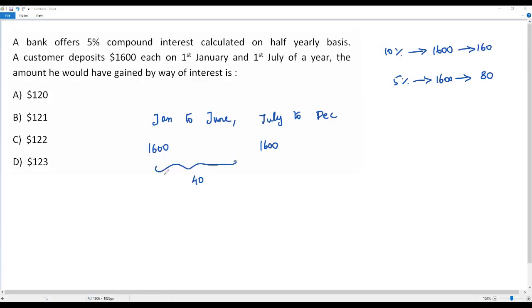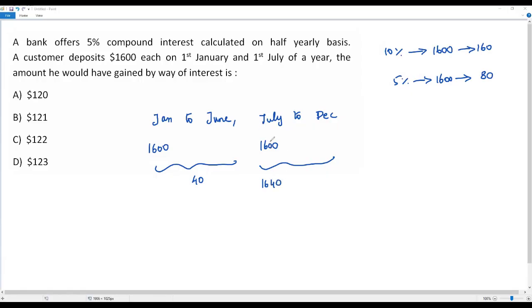Okay, now in compound interest, for every time period, the principal will change. Now we calculated interest for the first 6 months. When I go to the second time period, that is the next 6 months, I have to add this interest to the principal 1,600. Then it will become 1,640. So this is the new principal for the next 6 months.